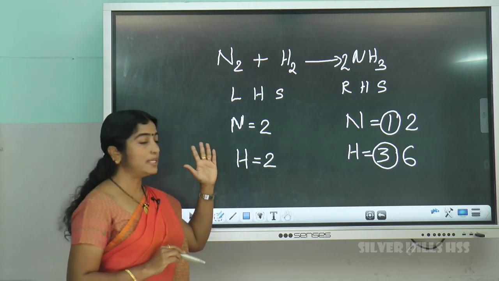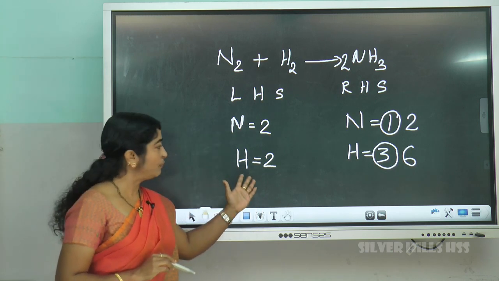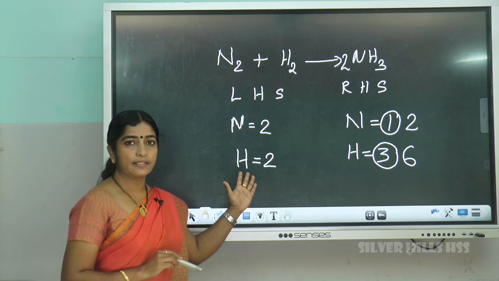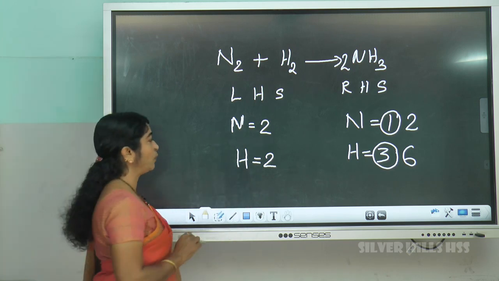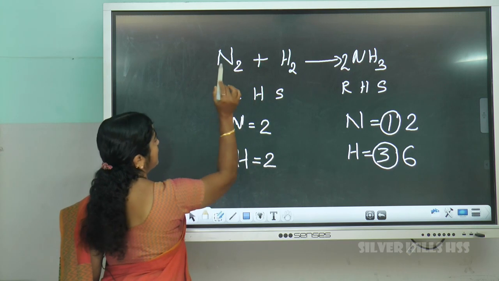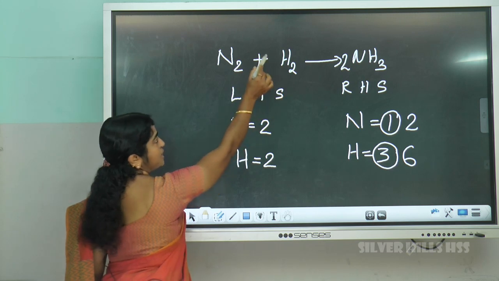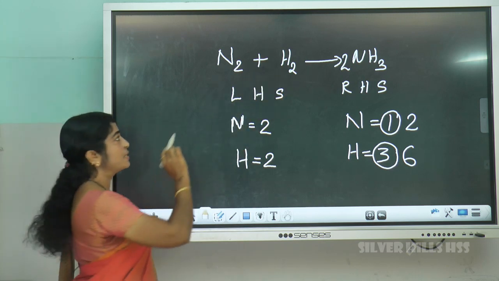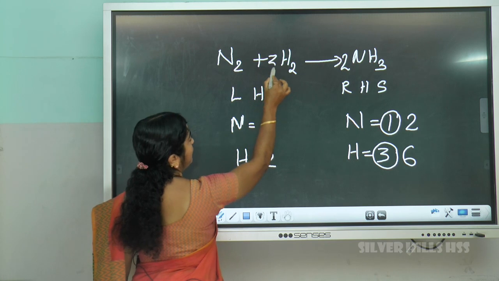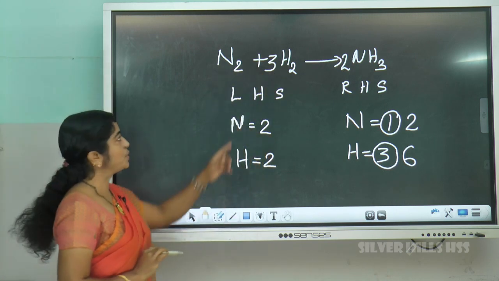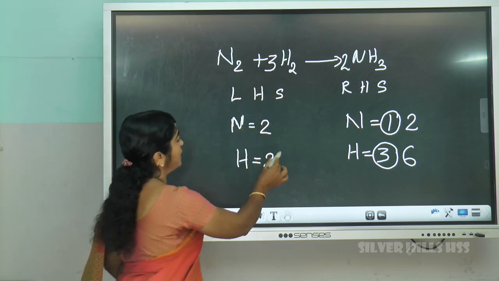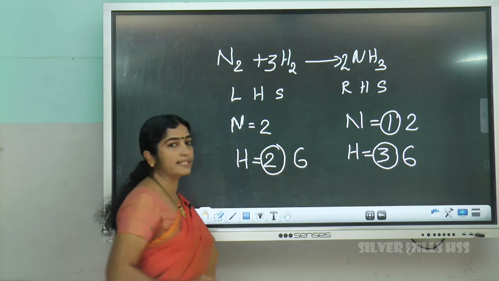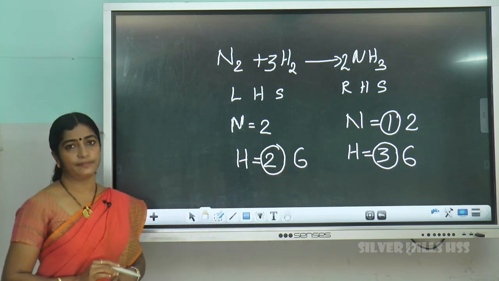On the LHS only 2 hydrogen are there. So we have to make it 6. How will you make 6 on the LHS? To get 6 hydrogen atoms, which number do you have to multiply? To get 6 hydrogen, we have to multiply by 3. So 2 into 3, you are getting hydrogen 6. Now it's a balanced equation.